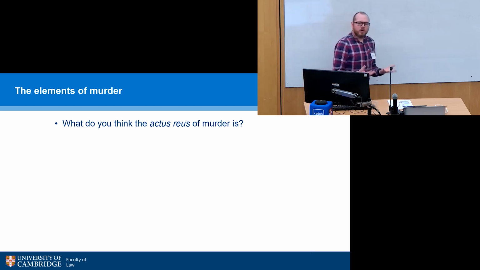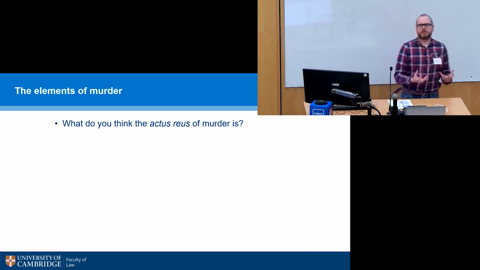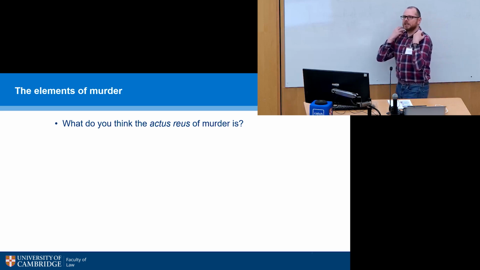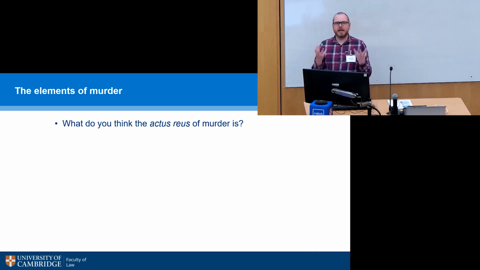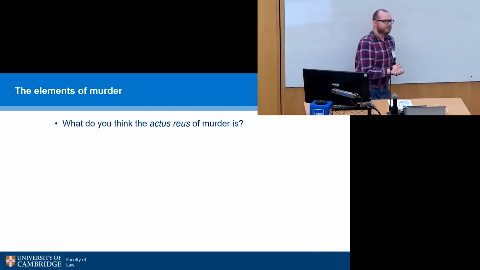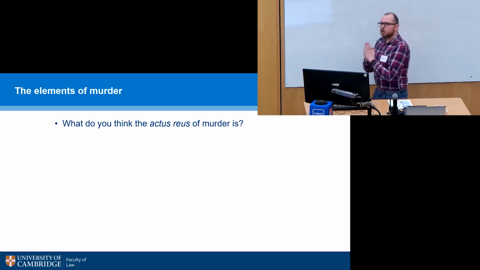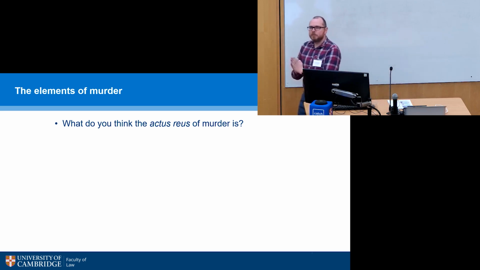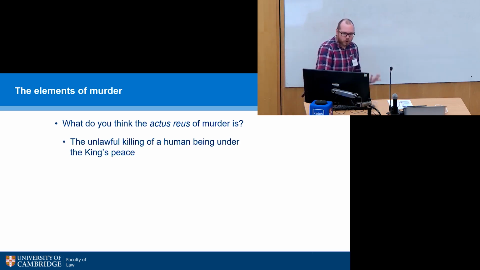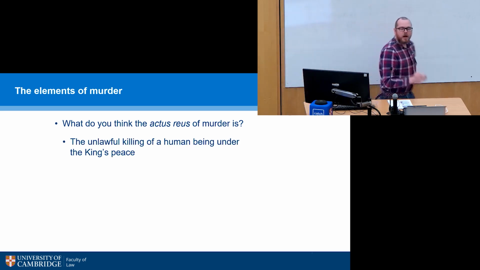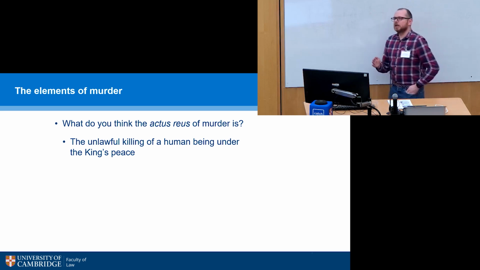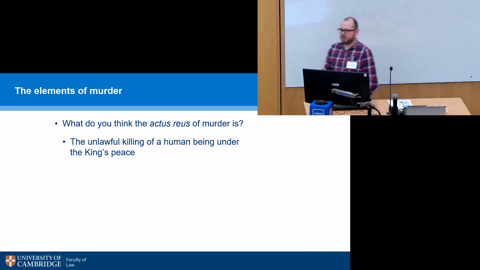So who wants to tell me what they think the actus reus of murder is? The thing that you have to actually do or bring about to be a murderer. Yes? Physically, like killing somebody. So, for example, by stabbing. Yeah. So anything that causes the death of a human being. Now, more formally, we say the unlawful killing of a human being under the king's peace.